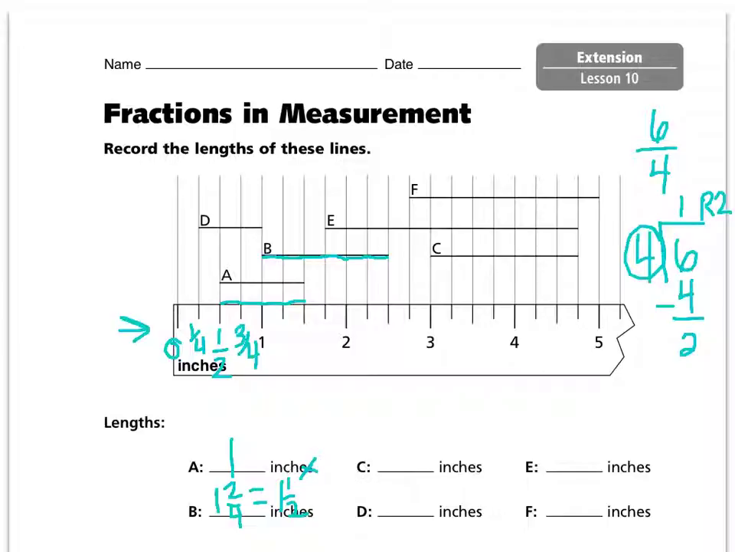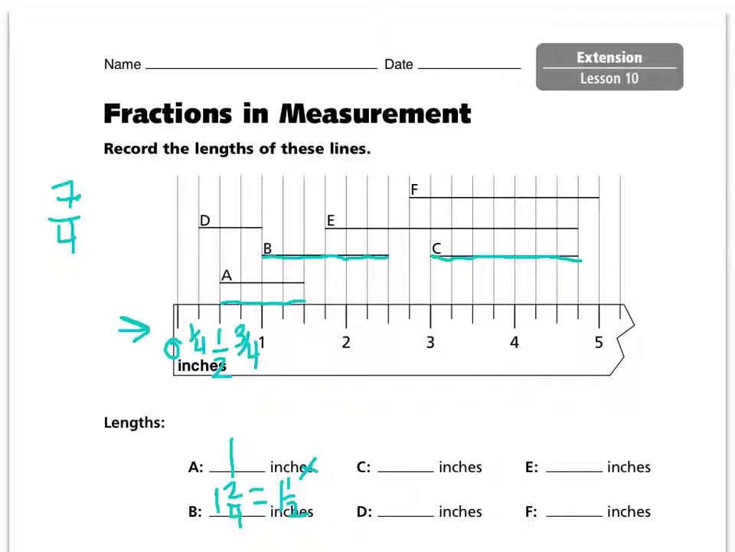Letter C, count how many there are in between, starts here. 1, 2, 3, 4, 5, 6, 7. So I know it's 7/4, which can be changed into a mixed number, where I put 7 inside the house, the denominator goes outside, it goes in one time. I know that I'm going to have a remainder of 3, so I know that 1 is my whole number, my remainder of 3 is my numerator, and my denominator is 4, the divisor.